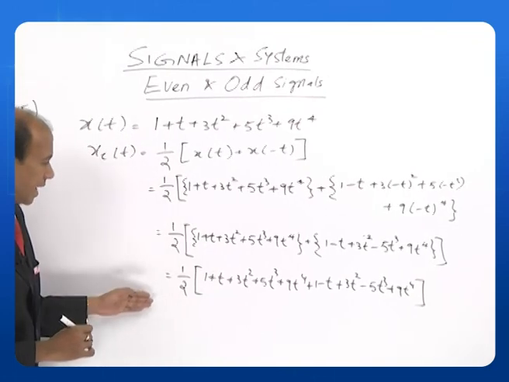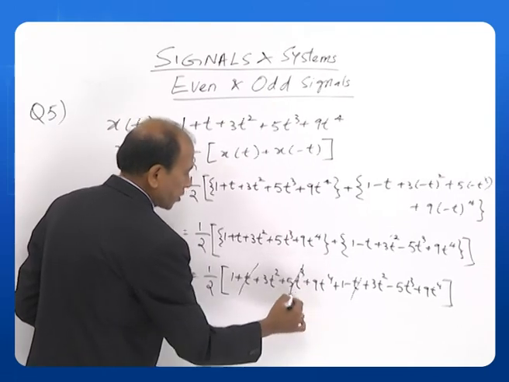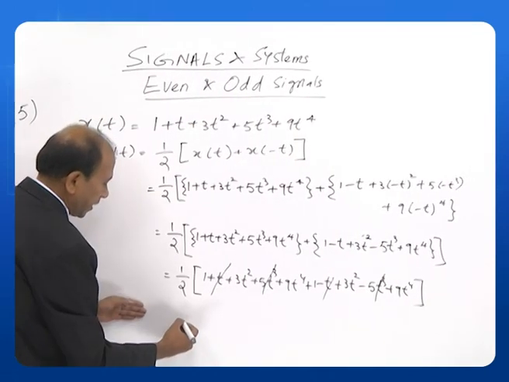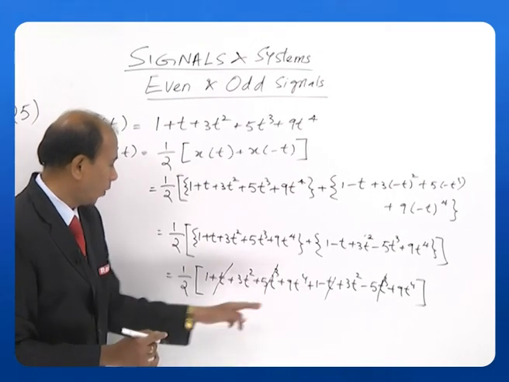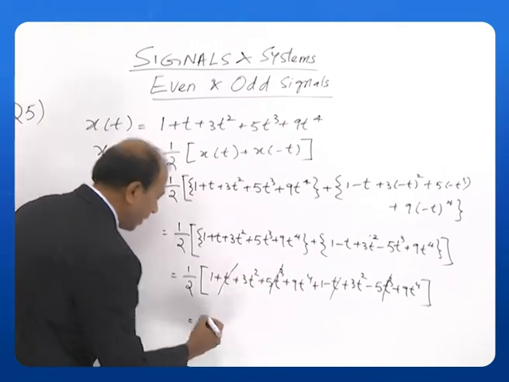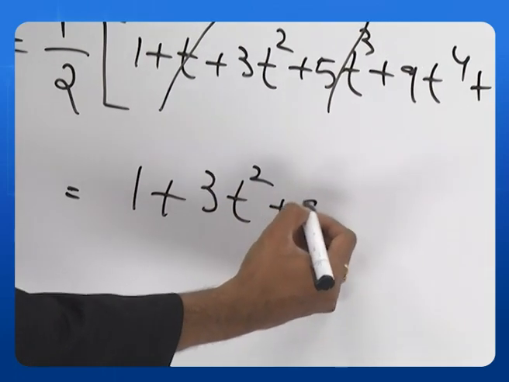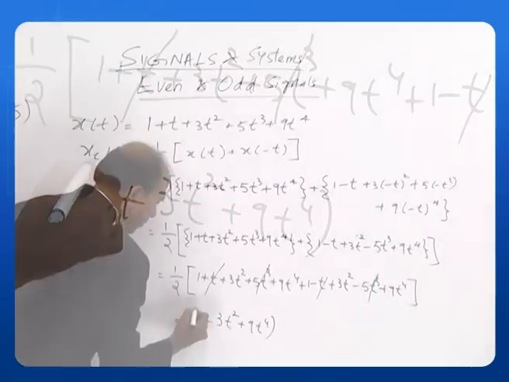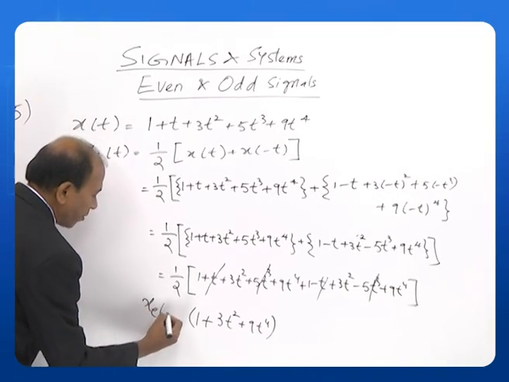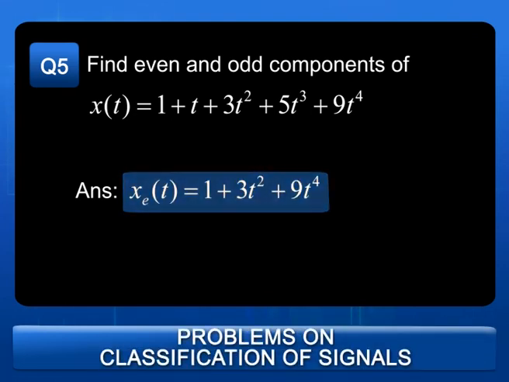Now, if you see, we can add this. The t terms are gone, and the t cube terms are also not there now. So, I will get 1 plus 1, 2, 2 plus 6t square plus 18t to the power 4. So, it will be a simple 1 plus 3t square plus 9t to the power 4. This is our even component of the signal. Now, let us similarly calculate the odd component.